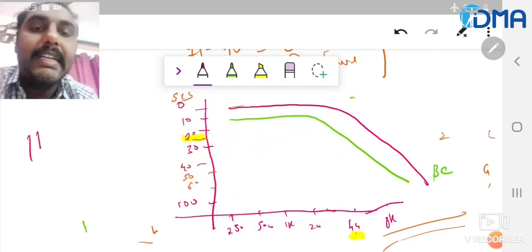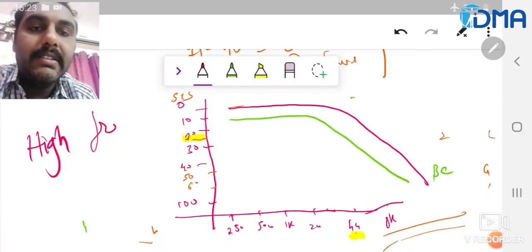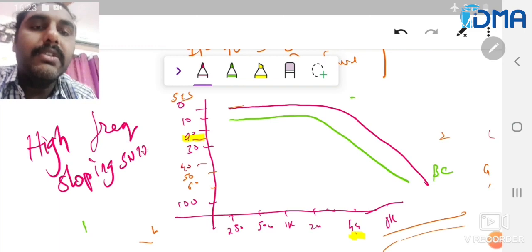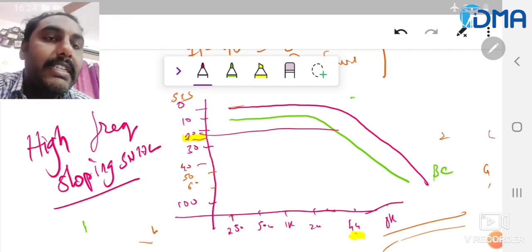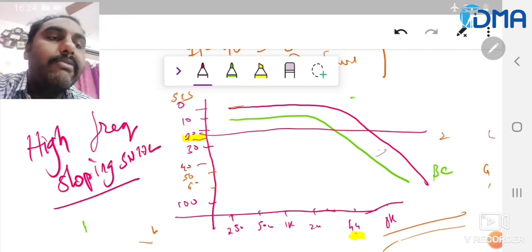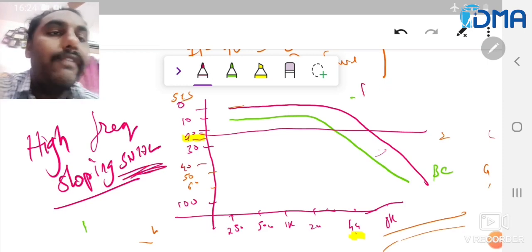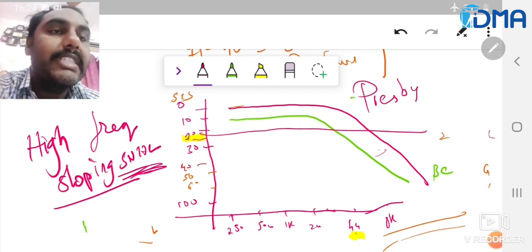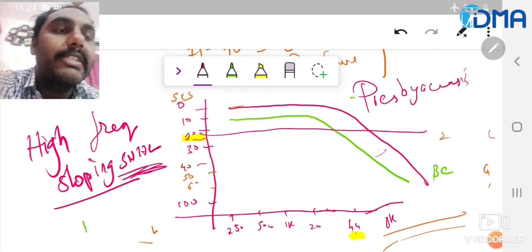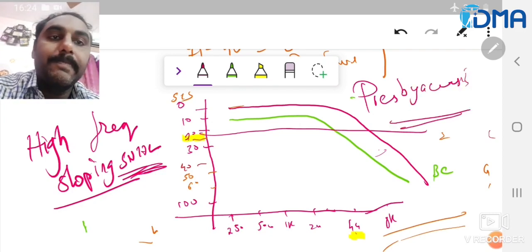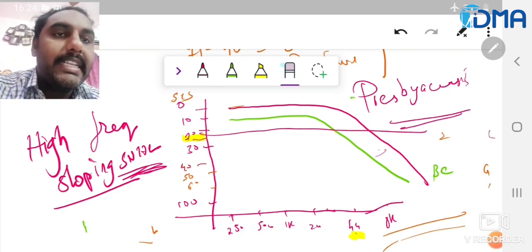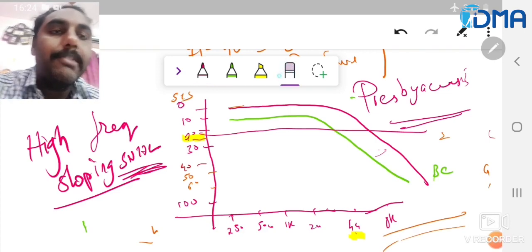This indicates a high frequency sloping sensorineural hearing loss, right? There is no air-bone gap, only some 5 to 10 decibel, that indicates a sensorineural hearing loss. This occurs in presbyacusis, that is old age hearing loss. So, these are the important patterns as far as audiometry is concerned.